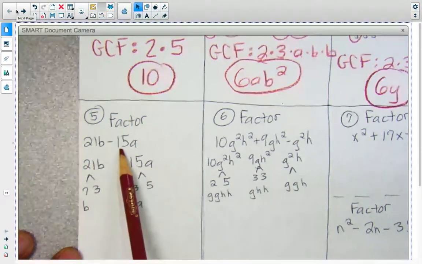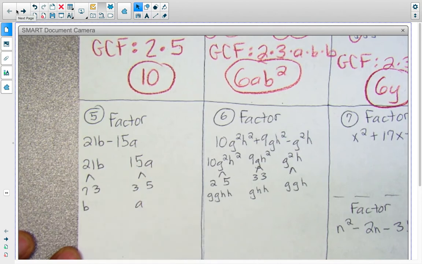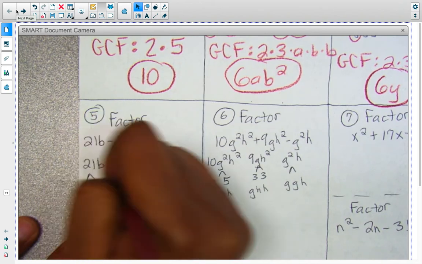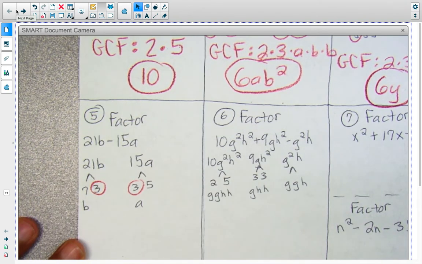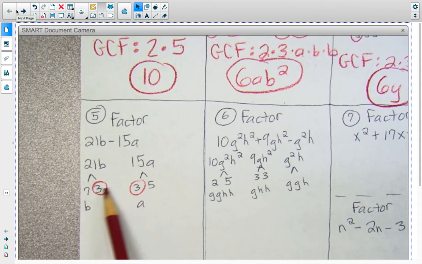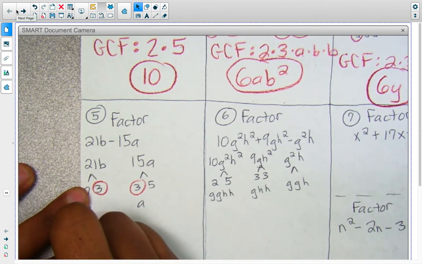I did a factor tree for 15a, and I broke that down. We're going to go back and circle anything that they say that they share. I only see that they share the number 3. They don't share any variables, and that's okay. So 3 is the greatest common factor. That's going to go on the outside.